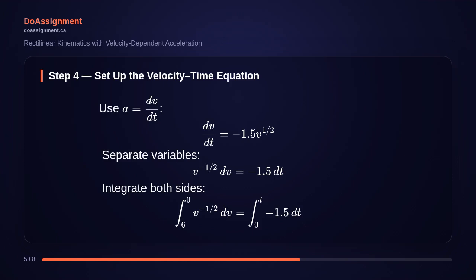Now for the time, we use a equals dv/dt. Substituting the acceleration and separating variables gives v to the negative 1/2 dv equals negative 1.5 dt. We integrate the left side from v equals 6 to 0, and the right side from t equals 0 to t.